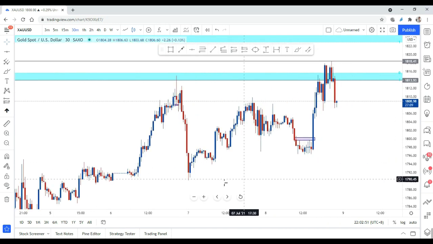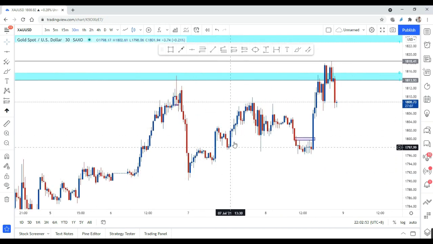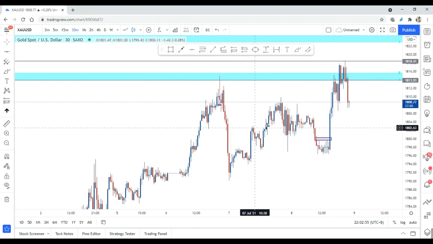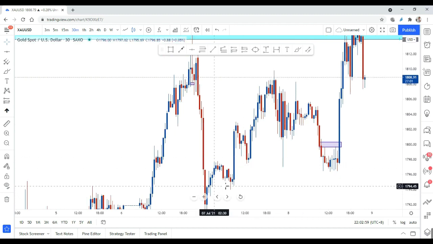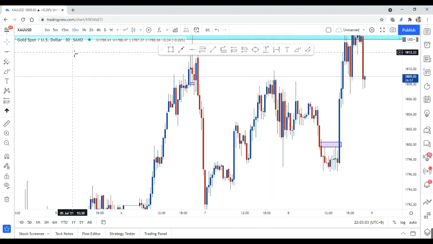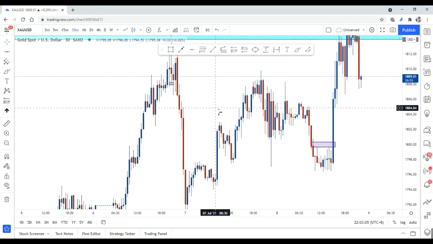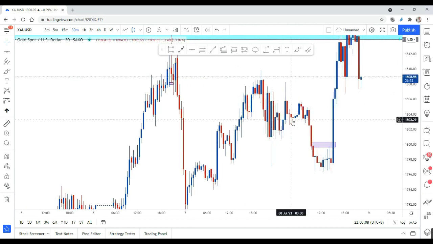Then the price slowly went up in a compression way. If you look at it, it's a compression way, going very, very slow. Eventually, now we are looking at the 30 minute chart. You cannot see much here.